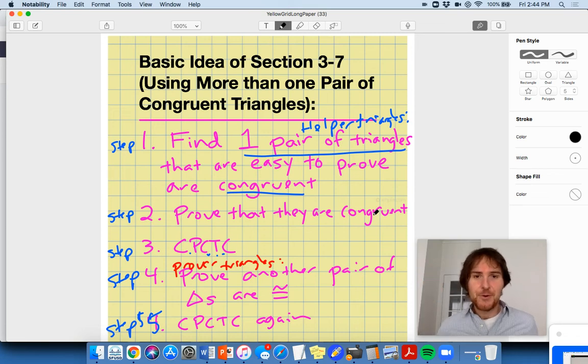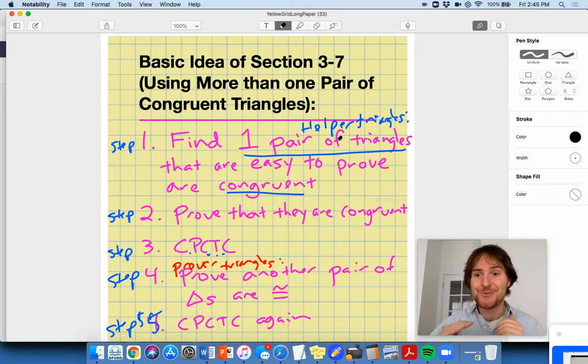All right, folks, Mr. Fortin back here with a second video, which again is going over a few of the proofs that were in the homework for section 3.7 day 2. In the first video, I went through the way that all the proofs are structured. The basic idea of section 3.7, which was using more than one pair of congruent triangles, is to sit down to do a proof and find one pair of triangles that are very easy to prove are congruent. I call those in the last video the helper triangles.